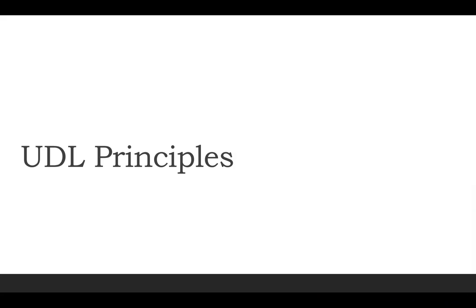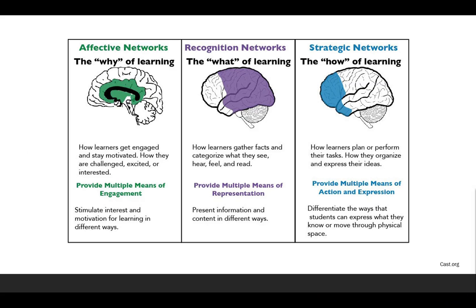They have this elaborate chart, but they're focused on the idea that we have different parts of our brain that handle different parts of learning. We have an affective network, which is the why of learning, what motivates us to learn. We have recognition, which is the what of learning, and then the how, the strategic part of your brain.